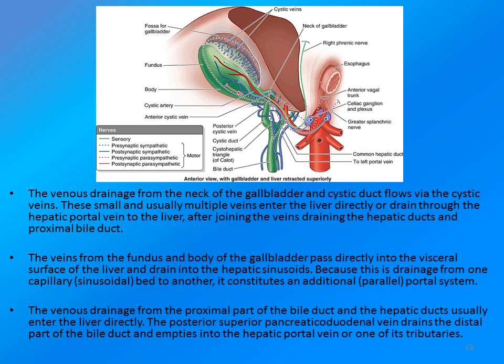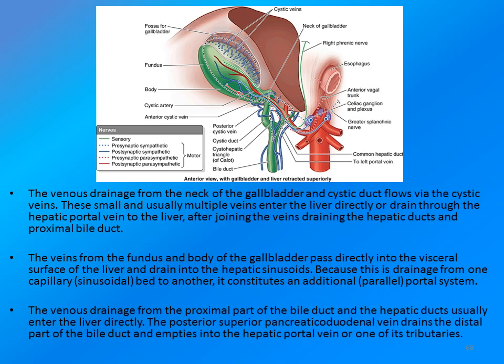The venous drainage of the gallbladder is a little bit different. There's drainage from the neck of the gallbladder and the cystic duct that flows via cystic veins. These veins eventually join the veins draining the hepatic ducts and the proximal bile ducts. Veins from the fundus and body of the gallbladder, in contrast, pass directly to the visceral surface of the liver and drain into the hepatic sinusoids.